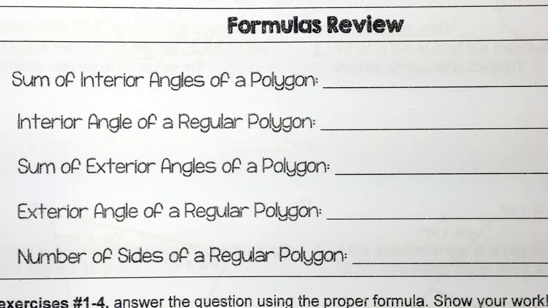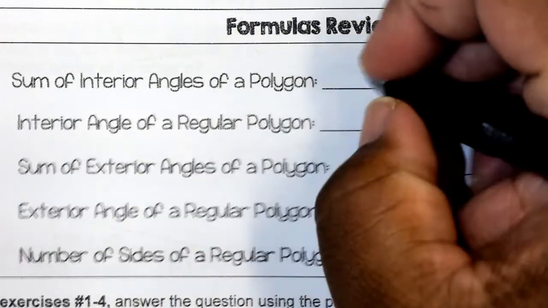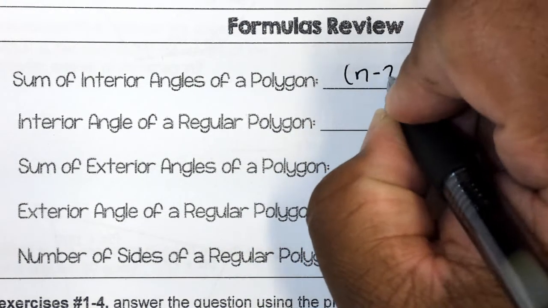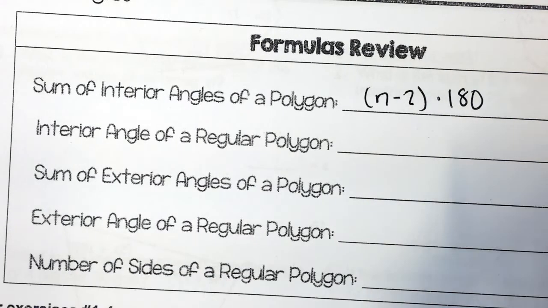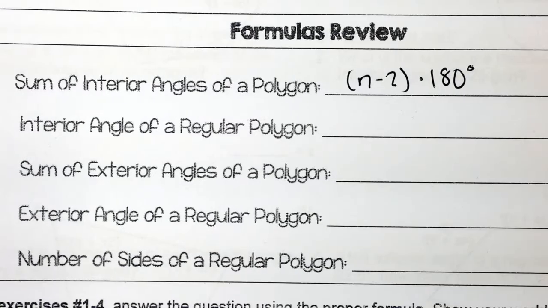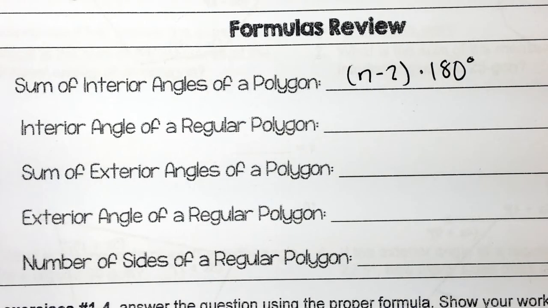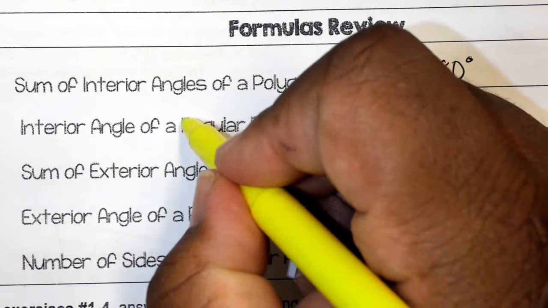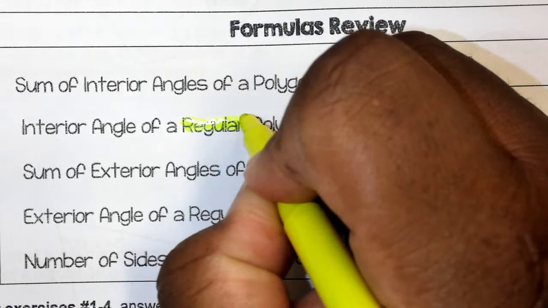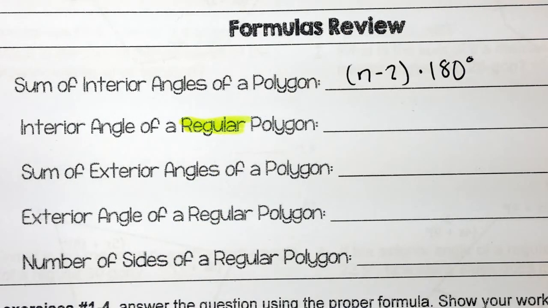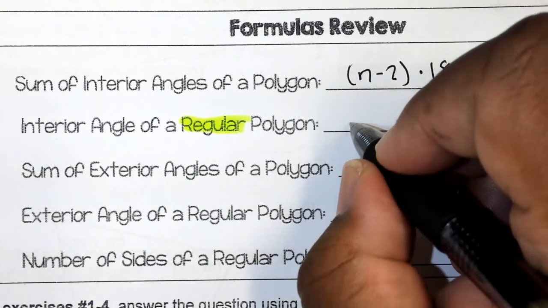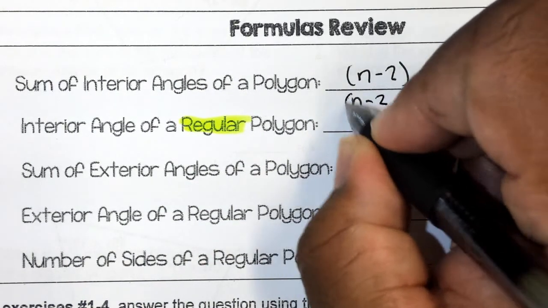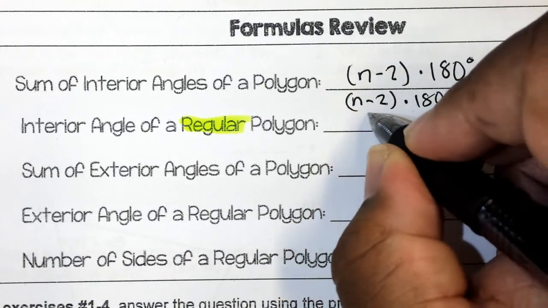The first one, sum of the interior angles of a polygon. This is the first one I gave you. This is n minus 2 times 180. This will give you the sum of all the interior angles of any of your polygons. The second one is interior angle of a regular polygon. This is if you have a polygon and it's called regular, meaning all the sides and all the angles are congruent. You can find each individual angle, which would be n minus 2 times 180 divided by n.